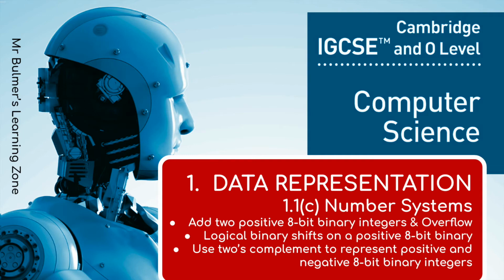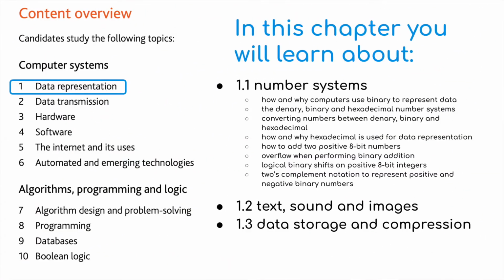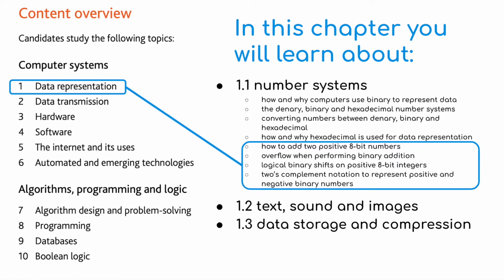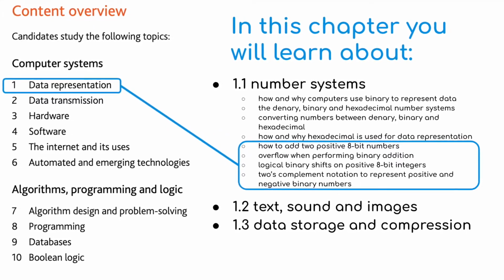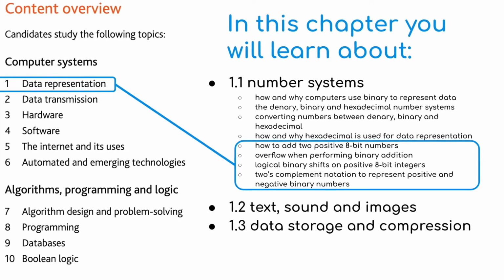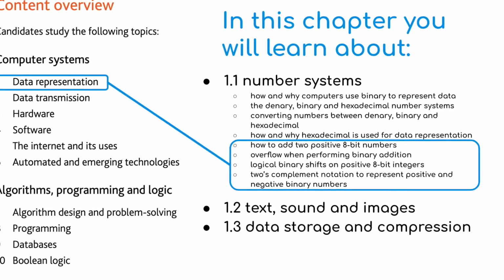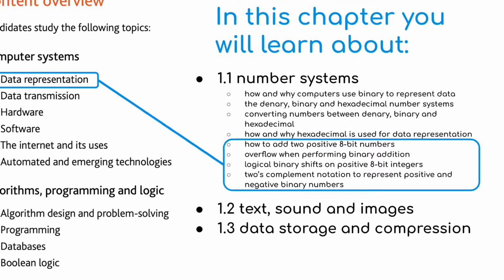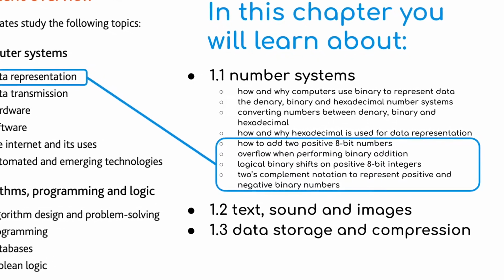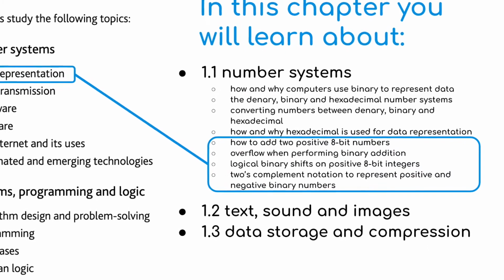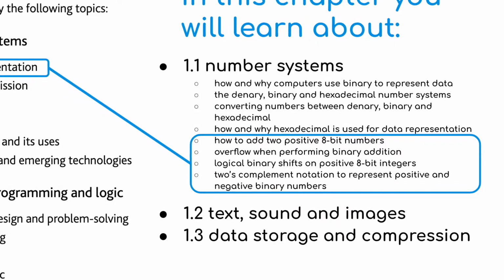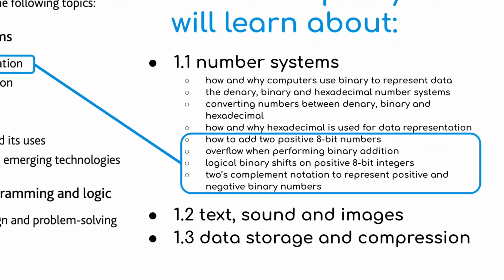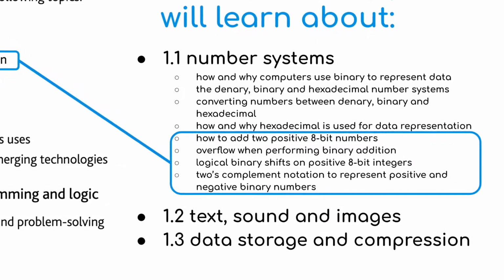Okay, welcome back everybody. We're going to be looking at the third and final part of 1.1 number systems, following the new computer science IGCSE syllabus. In this we're going to be looking at how to add two positive 8-bit numbers. We're going to be looking at overflow and how this is caused when we add two positive 8-bit binary numbers. We're going to be looking at logical shifts on positive binary numbers and how we can multiply binary numbers and divide binary numbers using this method.